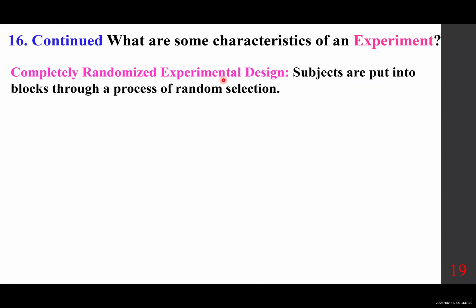Completely randomized experimental design. Subjects are put into blocks through a process of random selection. You want to come up with, let's say, 4 blocks, and each block randomly you assign subjects to.